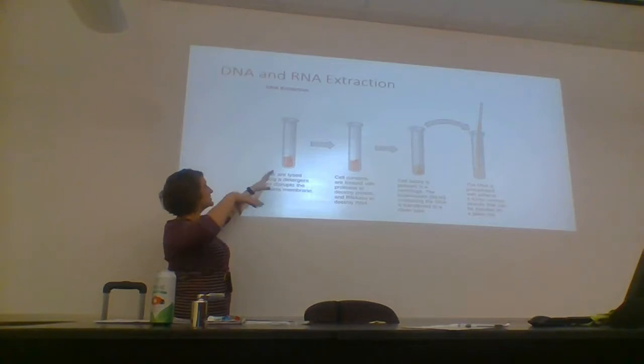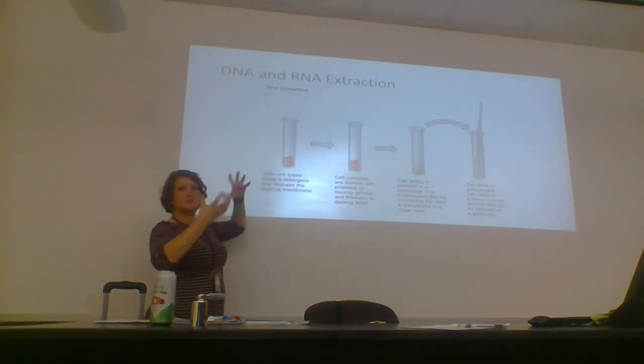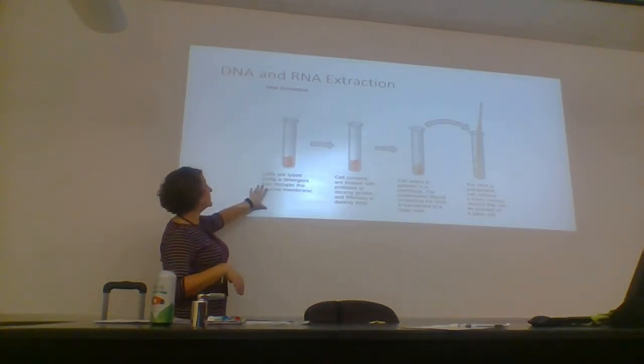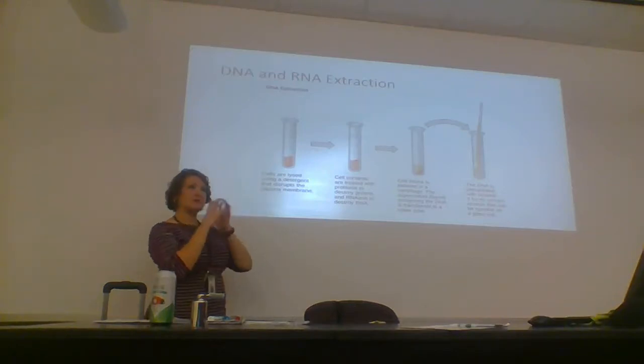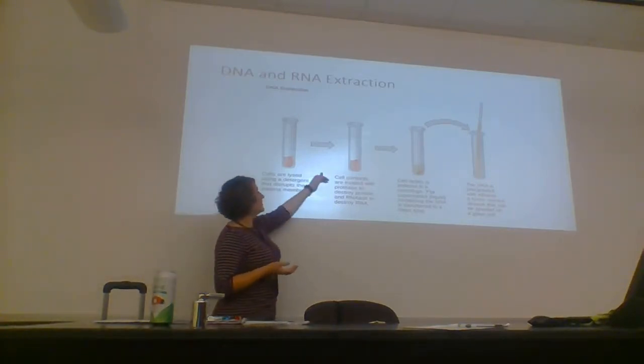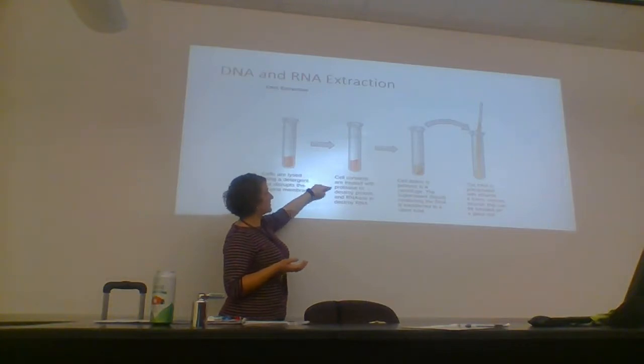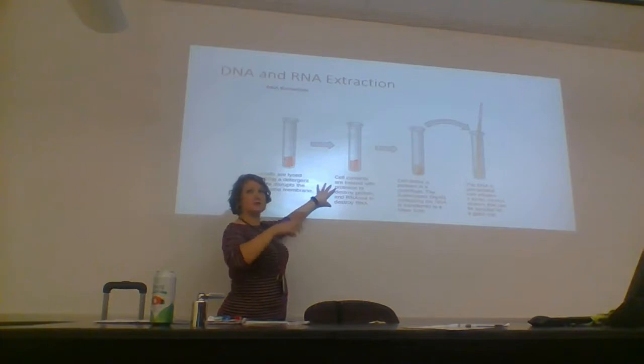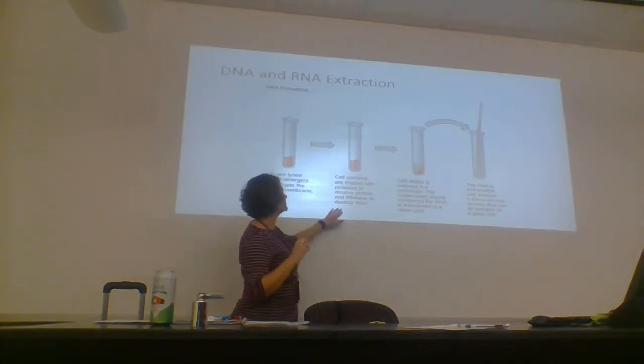Basically, we put cells in a tube or just in some kind of container, and then we use a detergent that messes up that plasma membrane. A soap is a lot like a plasma membrane, and it can tear it apart. So once we remove the membrane, we treat the cell contents with a protease, which basically just destroys all the protein in there. So we remove the cell membrane, we remove proteins.